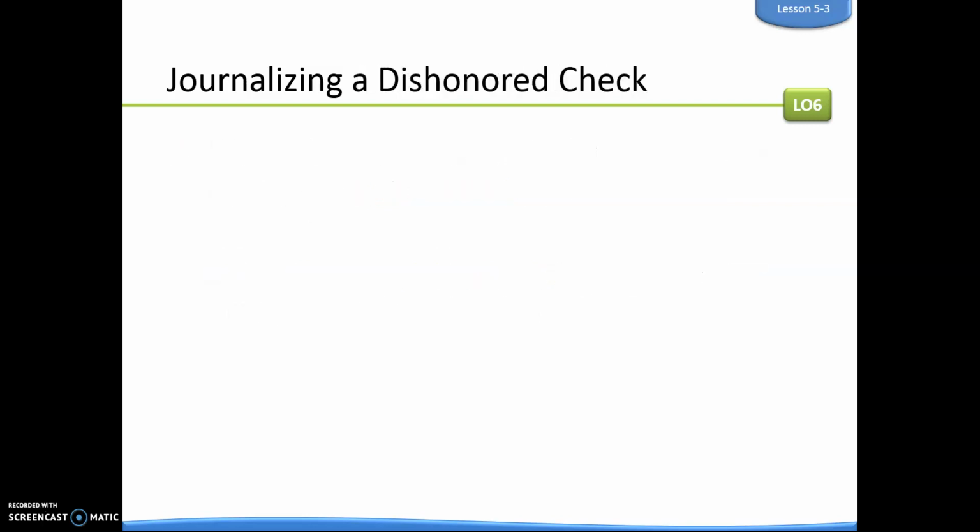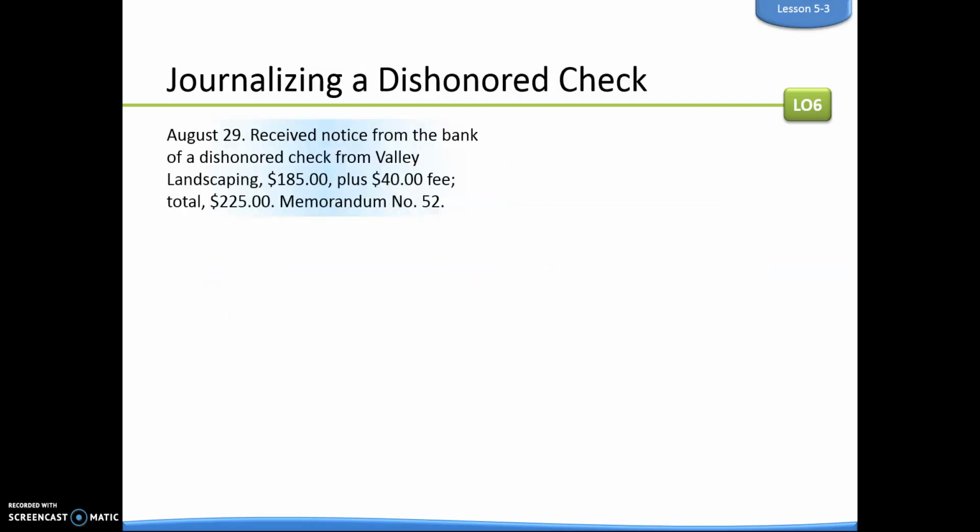So when we journalize a dishonored check, here's our transaction. It says on August 29th, we received notice from the bank of a dishonored check from Valley Landscaping of $185 plus the $40 fee for a total of $225, memorandum number 52. That $40 fee gets charged by the bank for trying to run an NSF check. And so as a business, you have to pay that and then hope that Valley Landscaping will write you a new check for the total of $225.